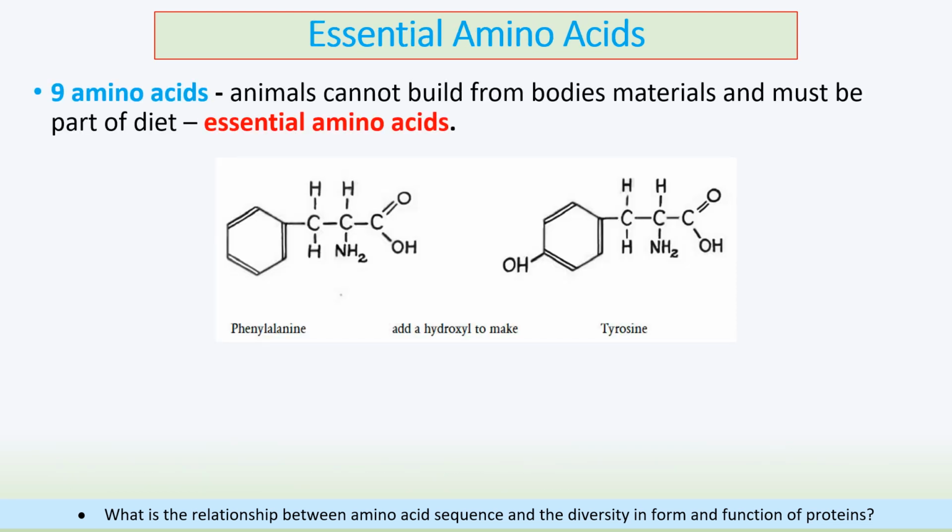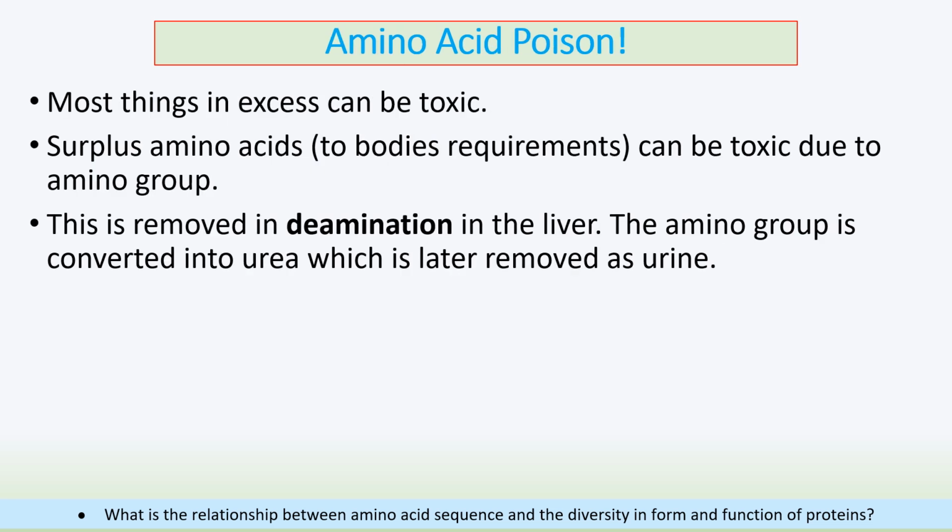So to give you an example about this, 9 amino acids are essential. Animals cannot build them in our body. They must be made as part of the diet. But here's an example of an amino acid that we can make and how we do it. So you have an amino acid here that is an essential one, phenylalanine. You can add a hydroxyl to it to make this amino acid in our body. So our bodies can do that for us. You don't need to know examples of the amino acids.